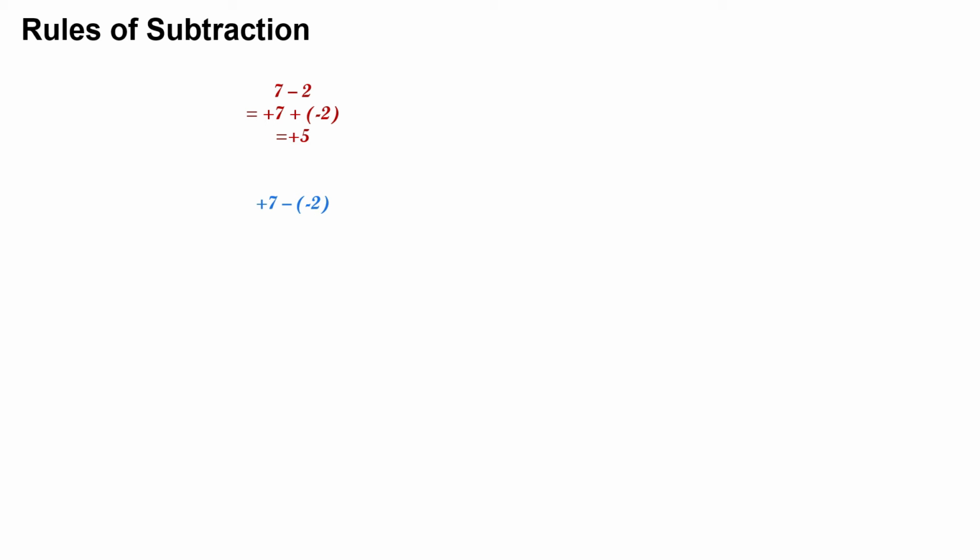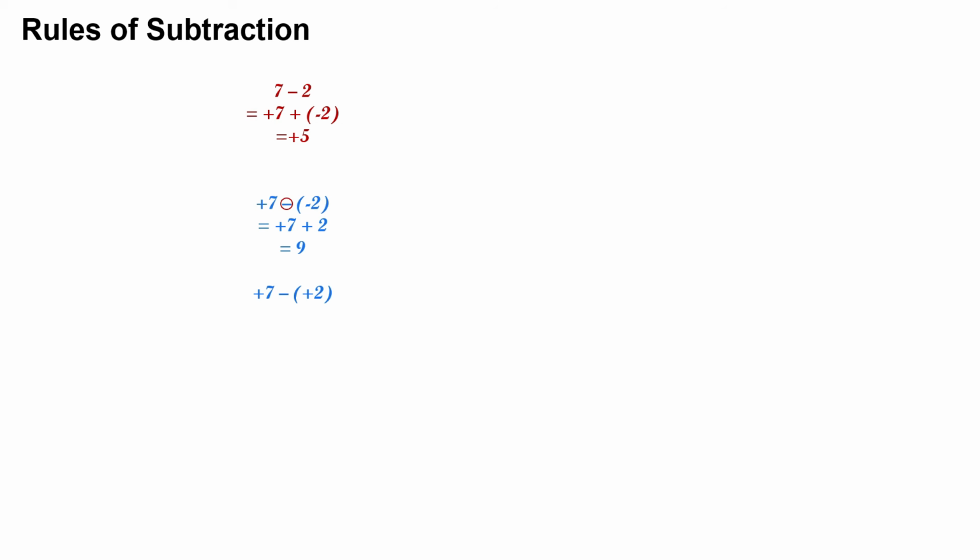But what if you were given this equation in the exam? +7 minus (-2). So we have a bracket. We can't simply write it as -2. The number is already written in a bracket with a negative sign, and there is a negative sign before the bracket. So you need to look at this negative sign. If you find a negative sign before a bracket, it will change the sign of the number within the bracket. So the expression will be 7 plus 2, and the answer is +9.